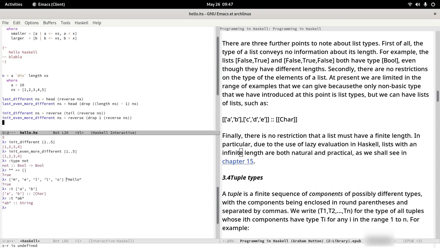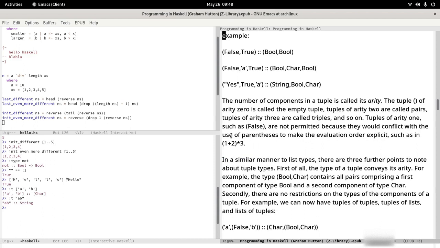interrupted for a bit. We write (T1, T2, ..., Tn) between round brackets for the type of all tuples whose ith component has type Ti for any i in the range 1 to n. For example, (False, True) is of type (Bool, Bool), and so forth. The number of components in a tuple is called its arity. The tuple of arity 0 is called the empty tuple. Tuples of arity 2 are called pairs, tuples of arity 3 are called triples, and so on.